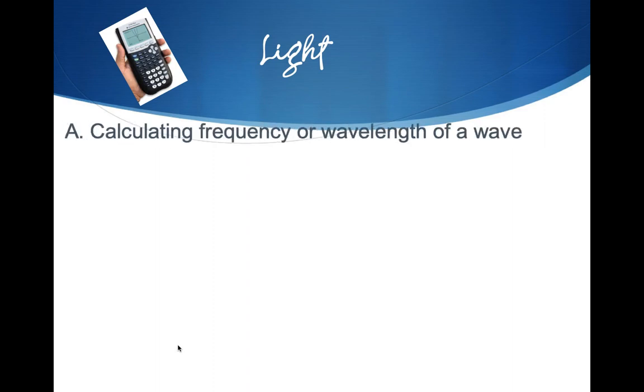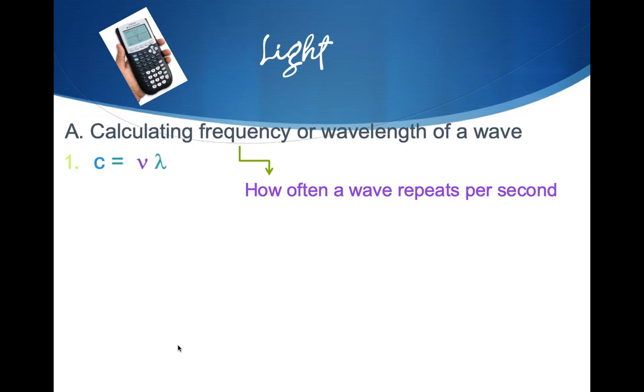Let's get into it. We're going to be calculating different things about light. Really, we're calculating frequency or wavelength of a wave. If you know one, you can find the other, and eventually that will be related to energy. Frequency, just to review, is how often a wave repeats per second. And here's the official equation.